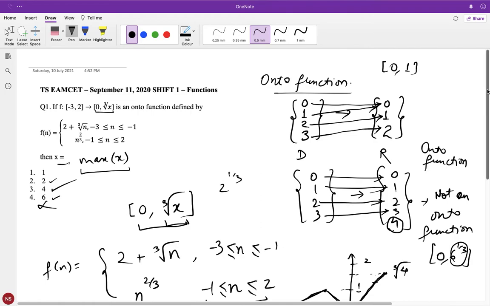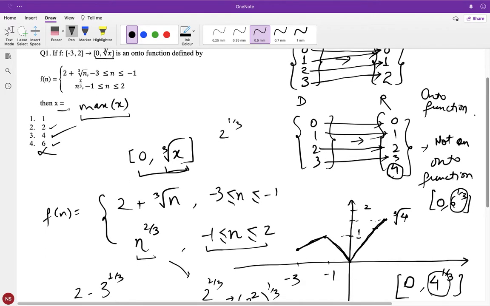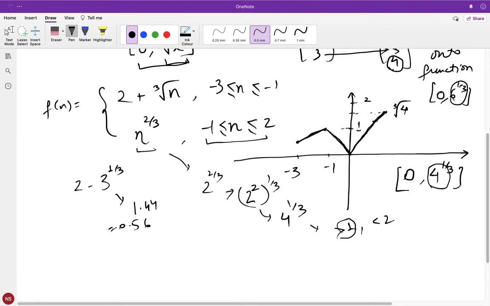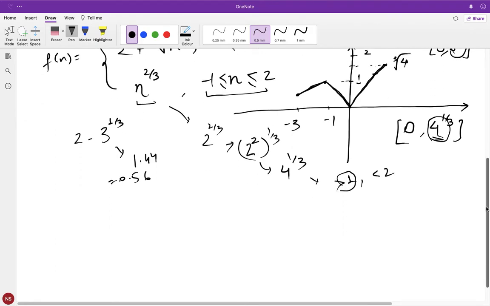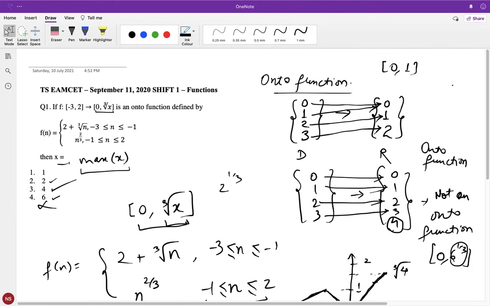They made some sort of mistake while designing this question. But if you don't think too much, there is 0 to 4 raised to the power 1 by 3, which is the range of the function. So if I was writing this exam, I would have chosen this option 3, and it would have been correct.